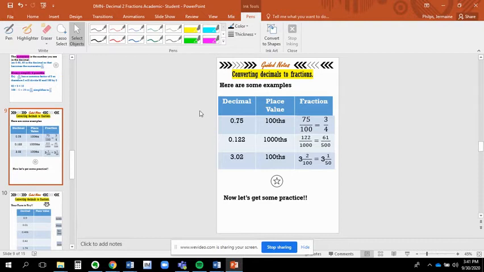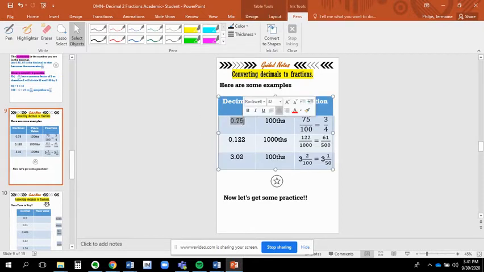So take a second on slide number 9. Try to think of what place value this number will be. What's the place value for 75 hundredths? What's the place value for 0.122? What's the place value for 3.02? Take a second to think about it, and then let's say it together.